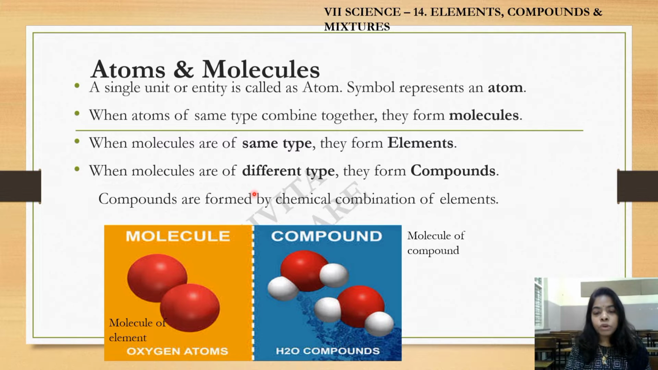And when molecules of different types combine together, they form compounds. Compounds are formed by chemical combination of elements. Yes, in a compound, the substances are chemically combined to each other. This is a molecule of oxygen, children. Oxygen, oxygen. This is a molecule of water, hydrogen and oxygen. So this is a molecule of an element and this is a molecule of a compound.